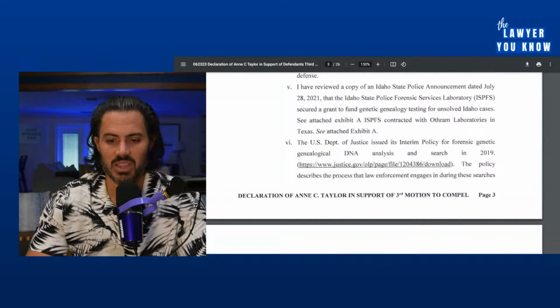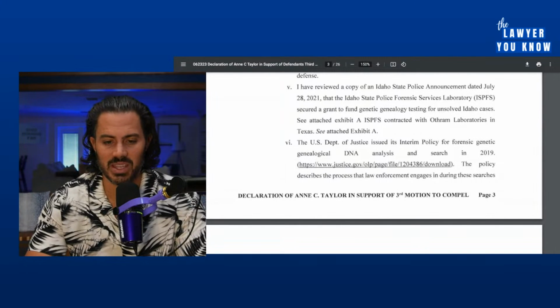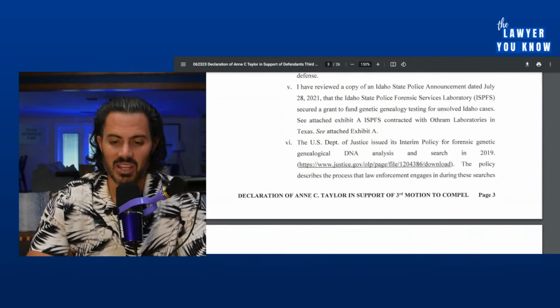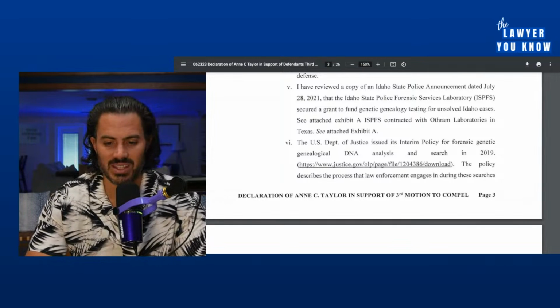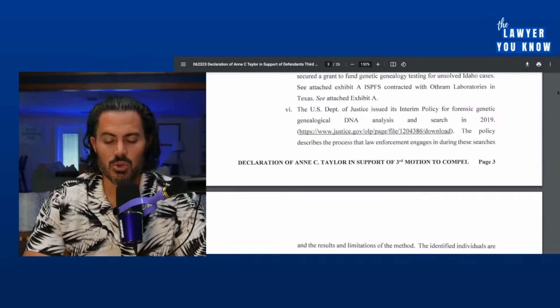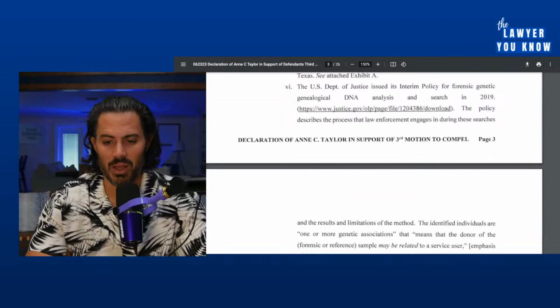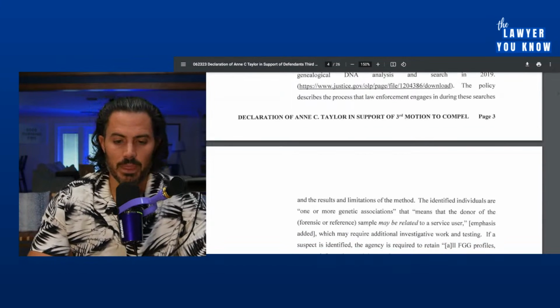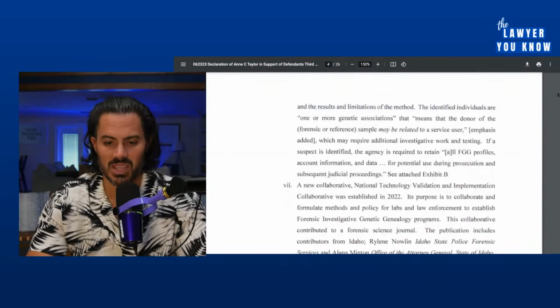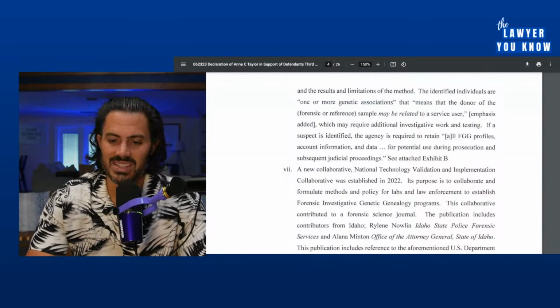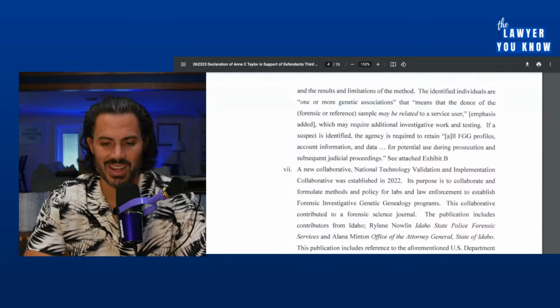I've reviewed a copy of the Idaho State Police announcement dated July 28, 2021, that the Idaho State Police Forensic Services Laboratory secured a grant to fund genetic genealogy testing for unsolved Idaho cases. And it's attached. The U.S. DOJ issued its interim policy for forensic genetic genealogy DNA analysis and search in 2019. The policy describes the process that law enforcement engages in during these searches and the results and limitations of the method. The identified individuals are one or more genetic associations.